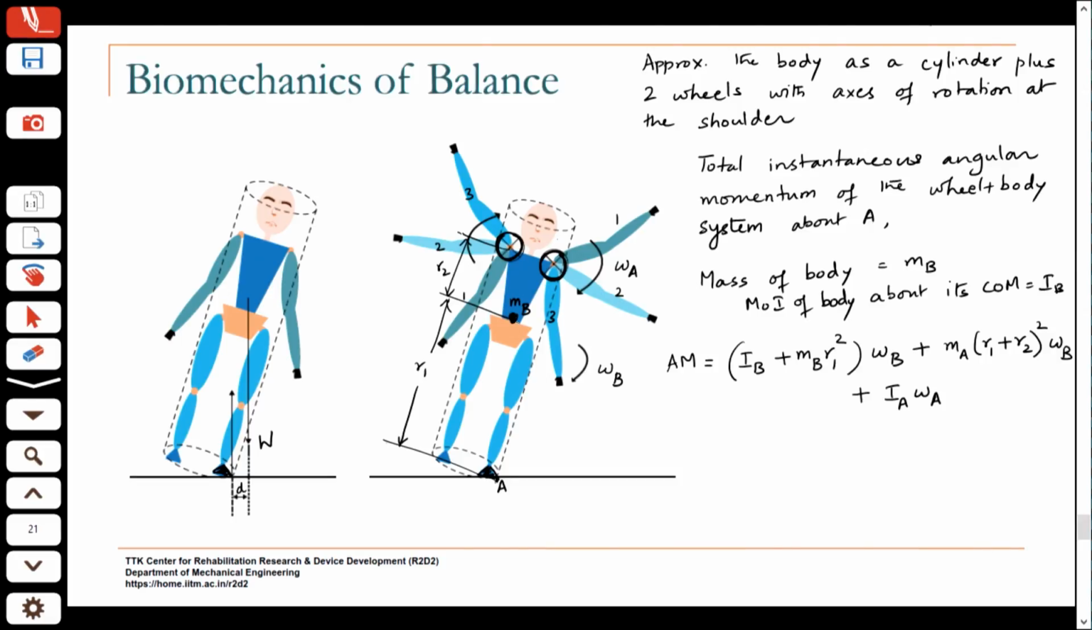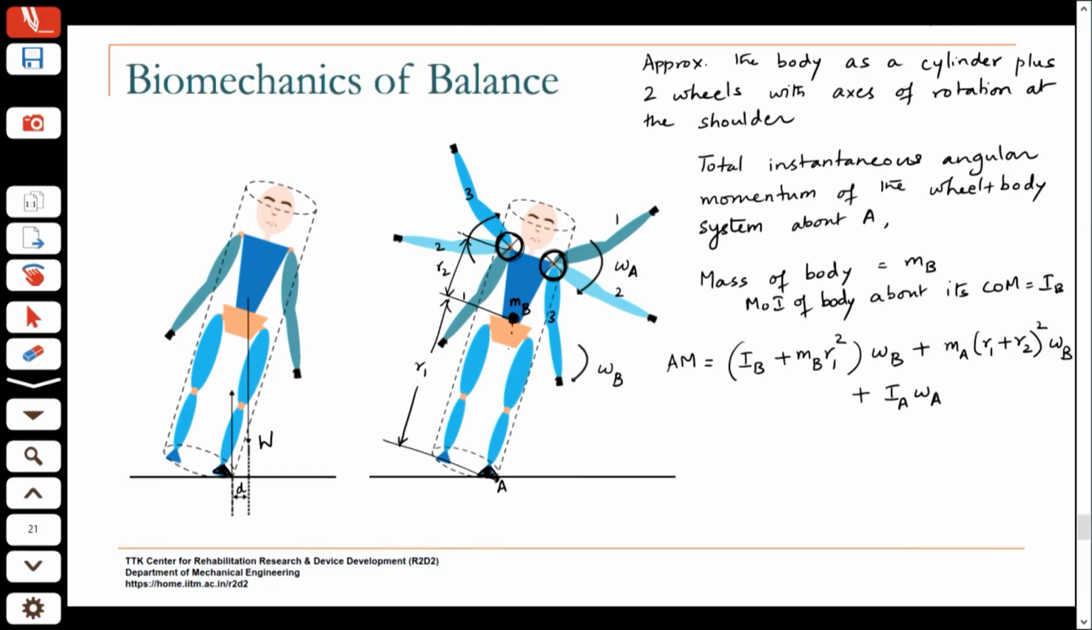Okay, okay, I see what you're saying. So if this were directly below MB, then R1 would be the same as that distance. Okay, fine. Yeah, R1 should actually be this. You're right. But let's just approximate it here to be this distance. And M into R1 plus R2 shouldn't be omega plus omega A.